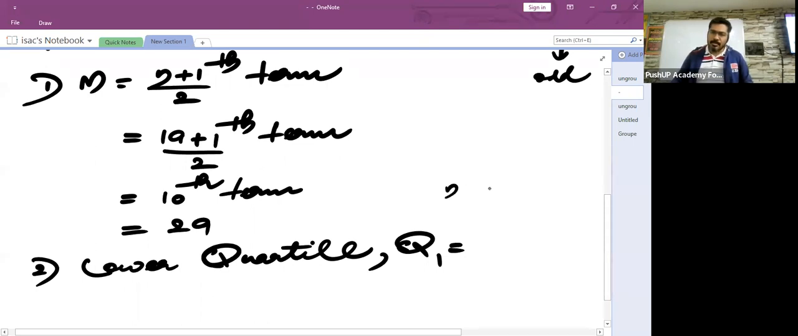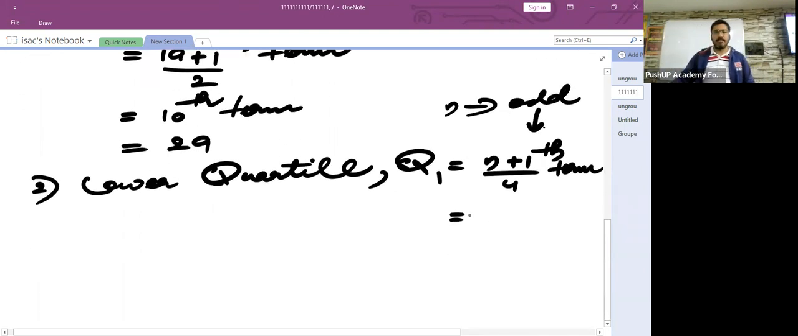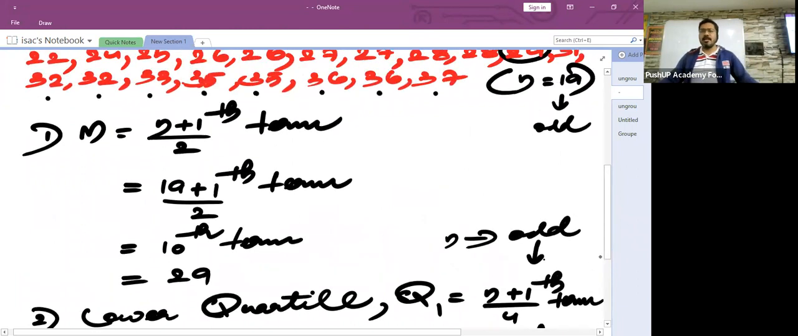Q1 formula, when the number of terms is odd: how do we find the lower quartile? It is n plus 1 by 4th term. That is equal to 19 plus 1 by 4th term. Now 19 plus 1 is 20, 20 by 4 is 5. So which term is going to give you the lower quartile? It is the fifth term.